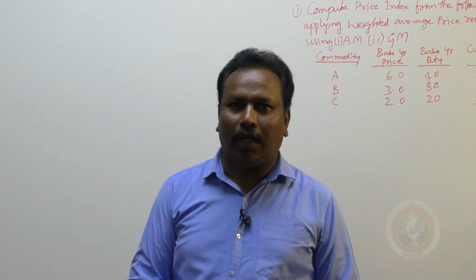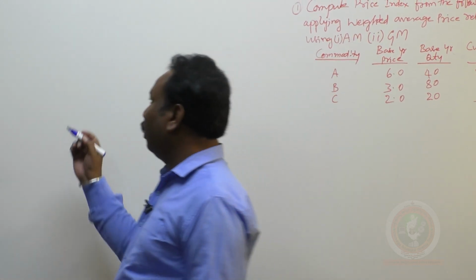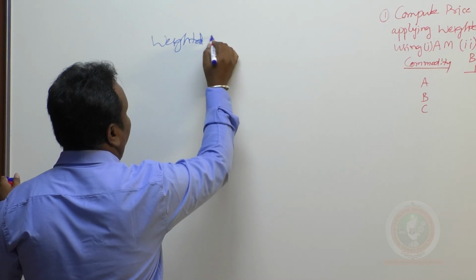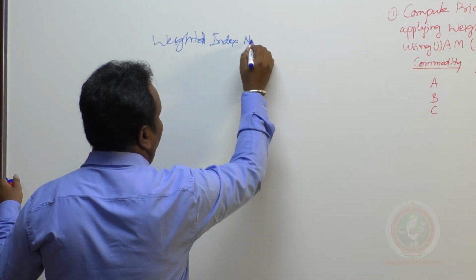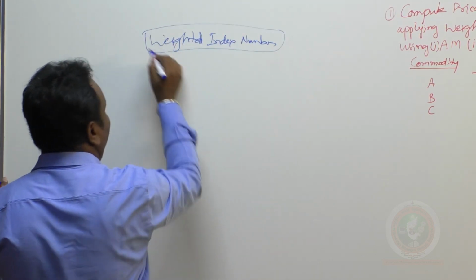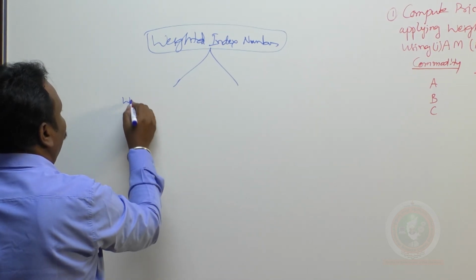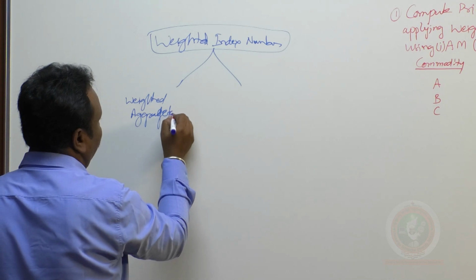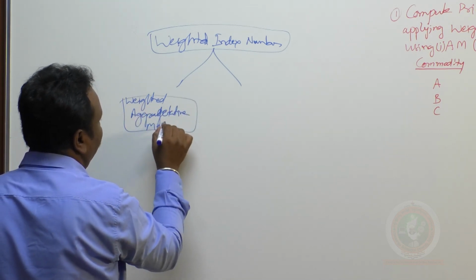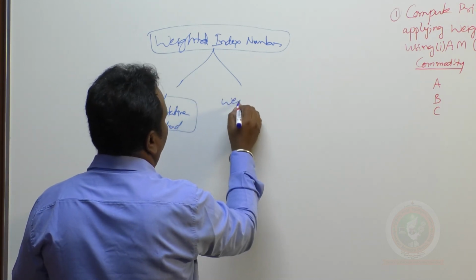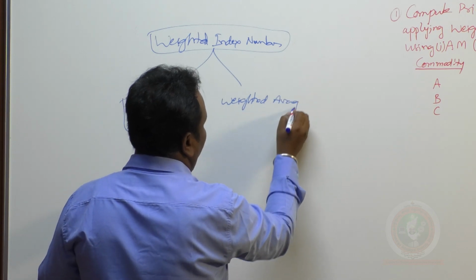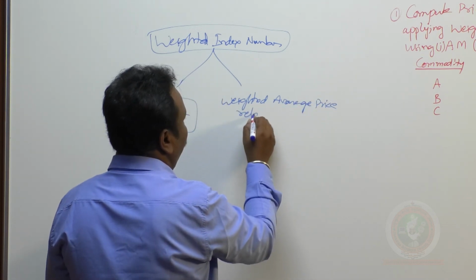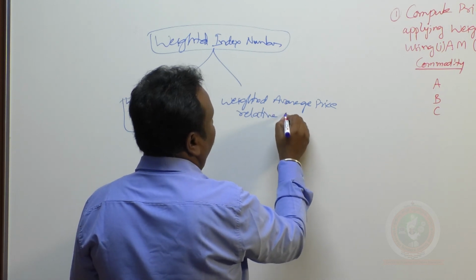In this session we are going to discuss the weighted average price relatives index method. Under the weighted index number, I already mentioned two classifications: one is the weighted aggregative method, and another one is the weighted average price relative method.